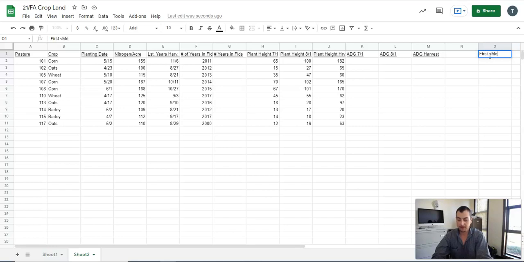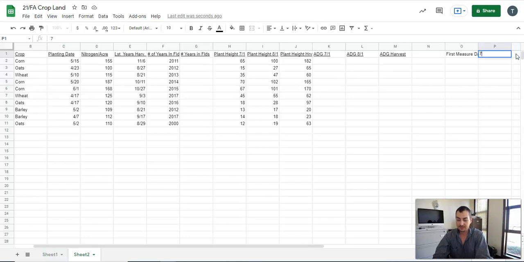measure date. So we want to know how much this plant grew until August, or what the average daily gain was until that July 1st date. So we want to measure this, our first true measuring date. We're going to be measuring it on 7-1-2021.